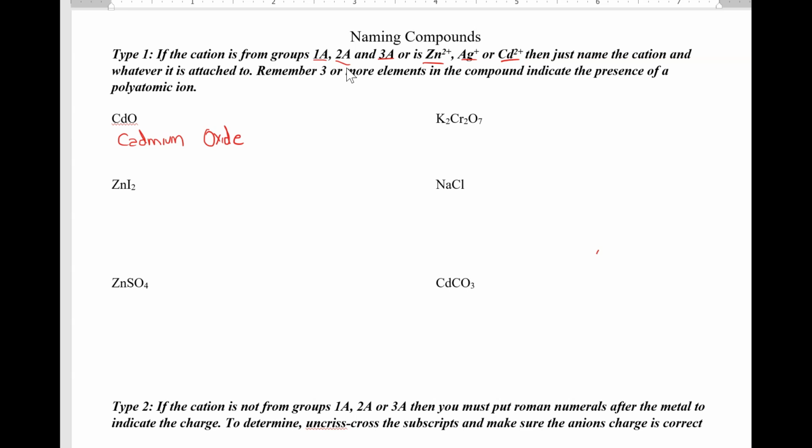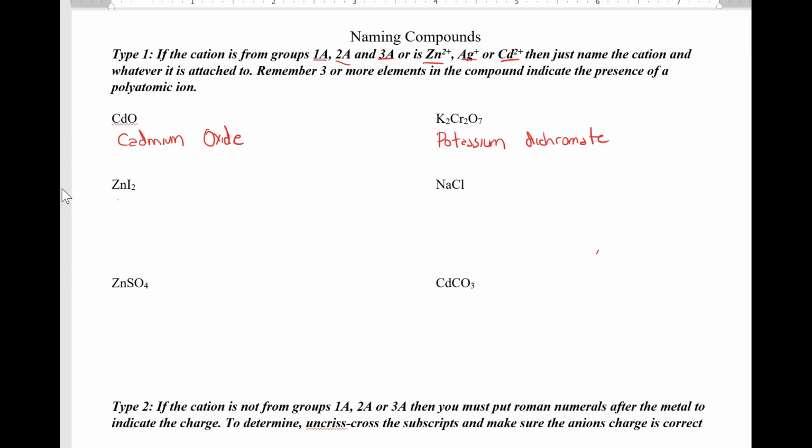For these ones, once again, all you have to do is just name the metal, and that's it, and then whatever it's attached to. For this one, potassium dichromate. It's a polyatomic ion. I could tell because I memorized it, but also because there are three capital letters. It's a clear-cut sign that there's a polyatomic ion involved when you see three different capital letters. So I just name the metal, name what it's attached to, and that's it. Nothing else. There's no crisscrossing, nothing cute going on. These are the best ones to do.